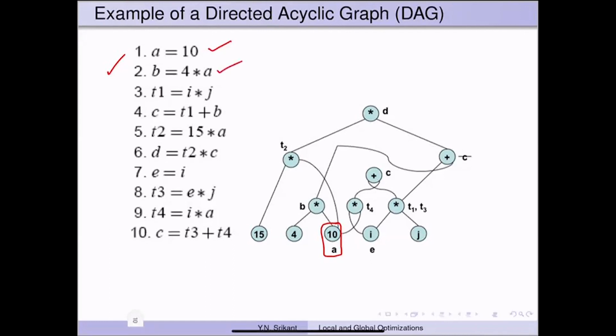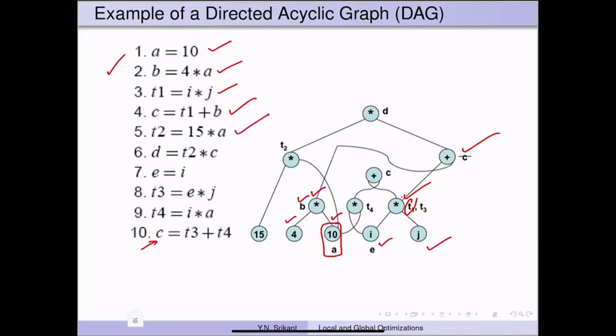Then corresponding to B equal to 4 star A, right? So there is a node star with a label B with the left child as 4 and the right child as A. This is how the basic block is represented inside the directed acyclic graph. So now quickly I star j is here. So I star j, I and then the star j with a T1 here. Then we have C equal to T1 plus B. So that part is here, this is the C. Okay, there are two C's. Please remember that the second C overwrites the first value. So this is the old C or the first C. So you can see that it is showing T1 plus B. So T1 is the left child and B is the right child.